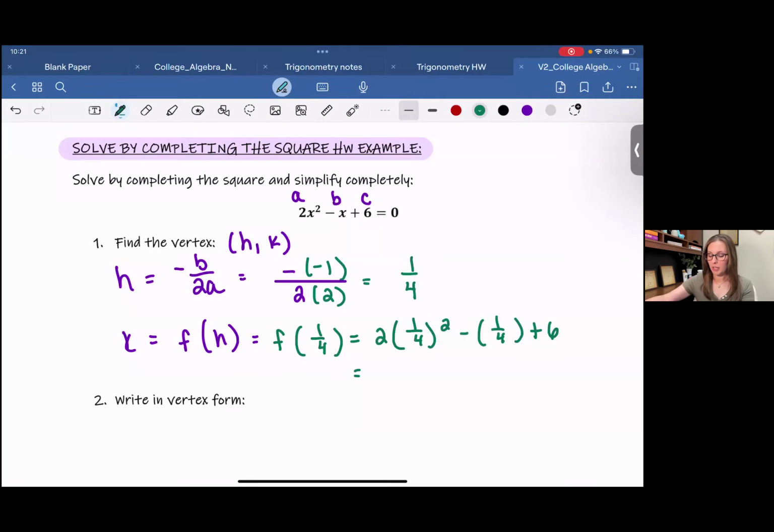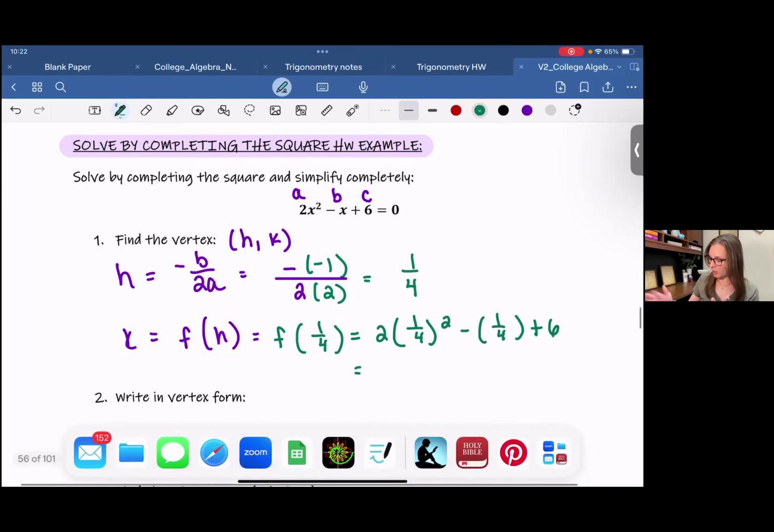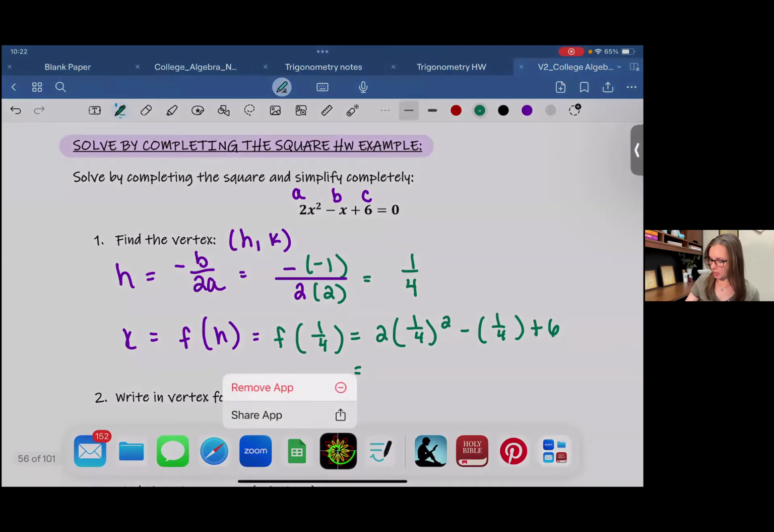So you should get positive 1/4 for your h value. And then for your k value, when you plug in 1/4, we're going to go ahead and leave it in fraction form because when we go down further and try to solve this by hand, those fractions are actually going to turn out really nice and end up helping us. I know a lot of students really hate fractions, but I promise, just stick with me. It turns out, I don't have to do this by hand. You don't have to do this by hand.